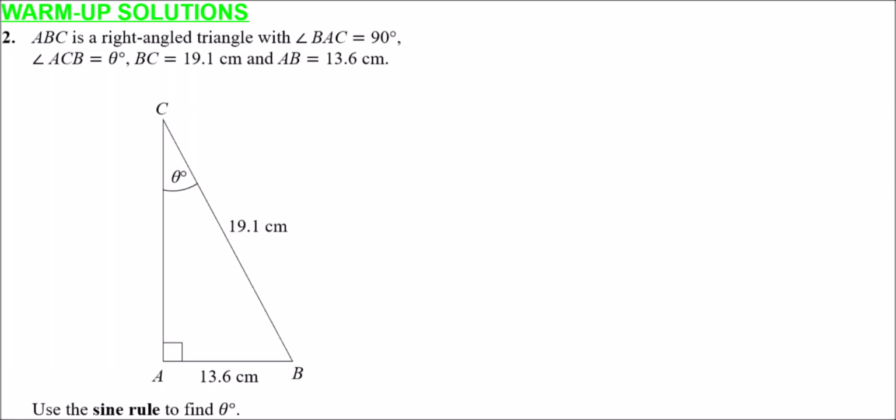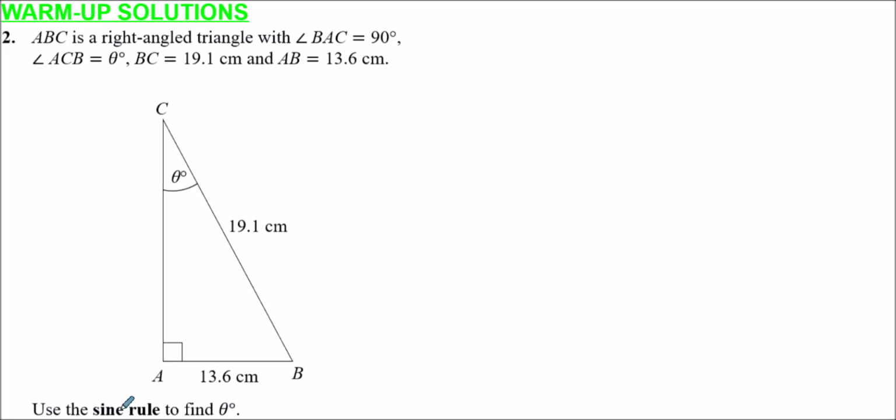Question 2 in this warm-up. We've got a right angled triangle here. So just putting information in, we know angle A is 90 degrees, that's a right angle. Angle ACB is theta, which we want to find. We know BC and we know AB. And so looking at this, we could have just used standard trig to find theta. So in fact, I'll do this now. Not that this is what the question's asking.